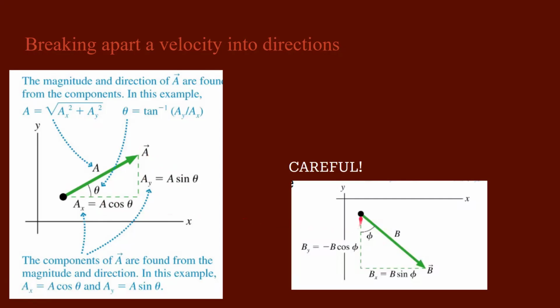Now, if it's against the y-axis, that's different. Now cosine's with y and sine is with x. So don't always think, okay, always sine is with y, always cosine is with x. It depends on what that angle is against. If it's against the x-axis, that's going to be the case. If it's against the y, that's going to be the case.